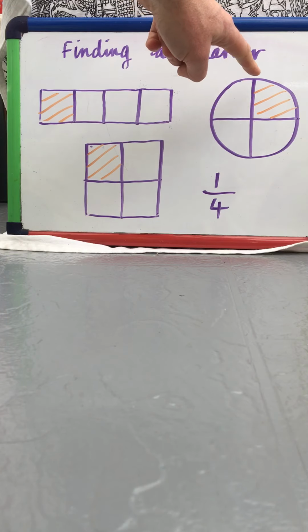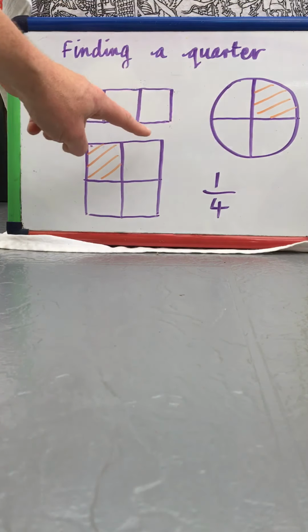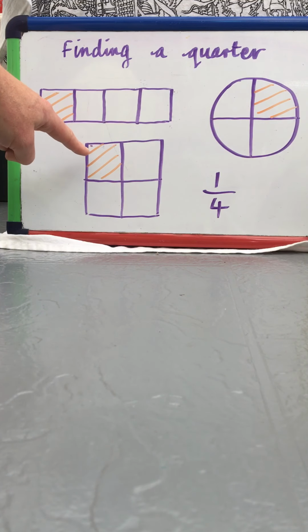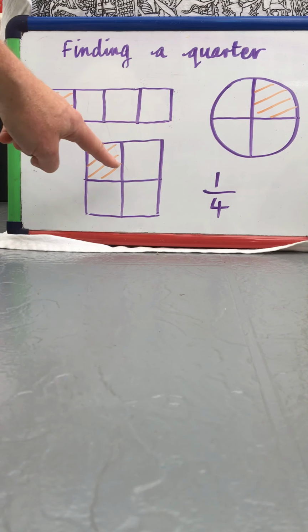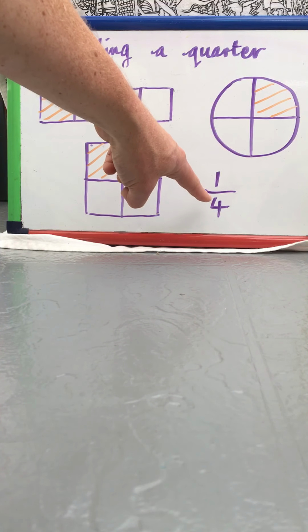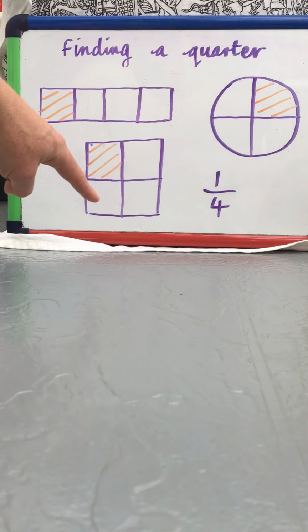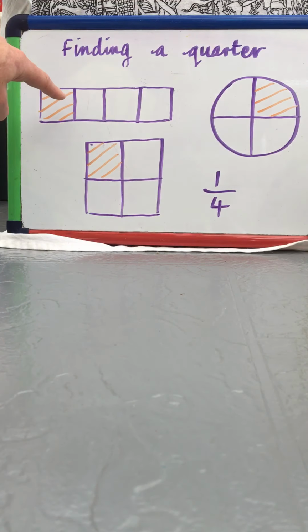Here we've got a circle. 4 equal parts. Here's a square. 4 equal parts. Here's the number 4 here. Now, what we have in common here, all these shapes have 1/4 shaded.